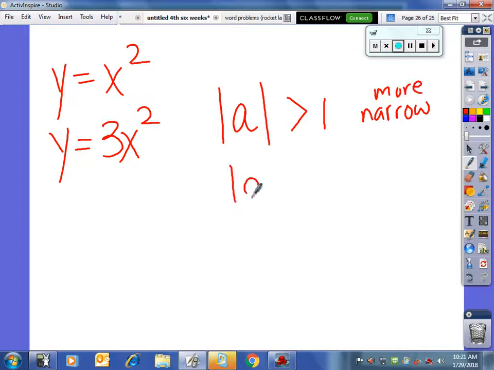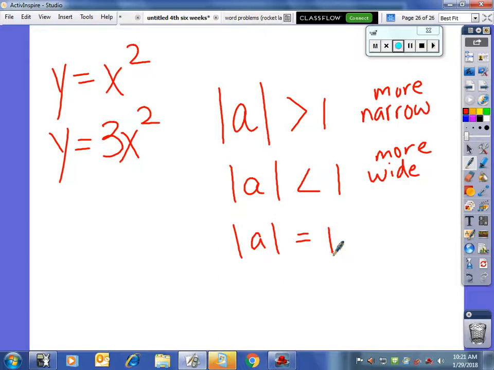If the absolute value of a is smaller than 1, like a fraction, like 1/2, 0.5, 1/3, 1/4, 2/5, that's when it's going to get more wide. And if the absolute value of a equals 1, that means either a 1 or a negative 1, then we just call that neutral. We don't call it skinny or fat. It's just kind of right in the middle.